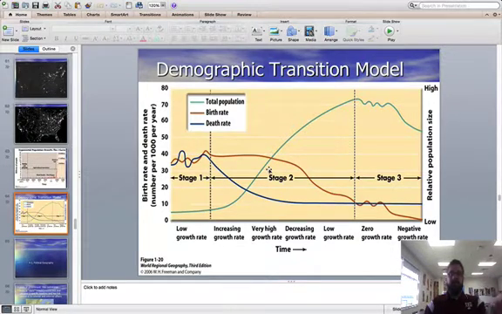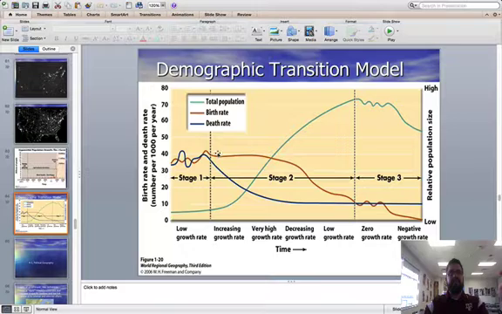Then they get to stage 2. They start developing. They start moving to urban areas. You start seeing factories come in. Their jobs are changing. They're going from working on farms to working in factories. And because of that, their lifestyle, of course, is completely changing. So they get better access to medicine and things of that sort. So death rate starts dropping pretty quickly. It doesn't take long for the death rate to drop in response to better medicine and living conditions.